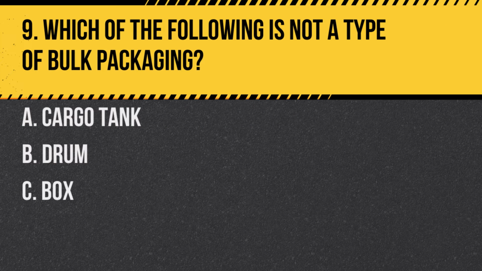Question 9. Which of the following is not a type of bulk packaging? A. Cargo tank. B. Drum. C. Box. Answer: C. Box. Boxes are not considered bulk packaging.